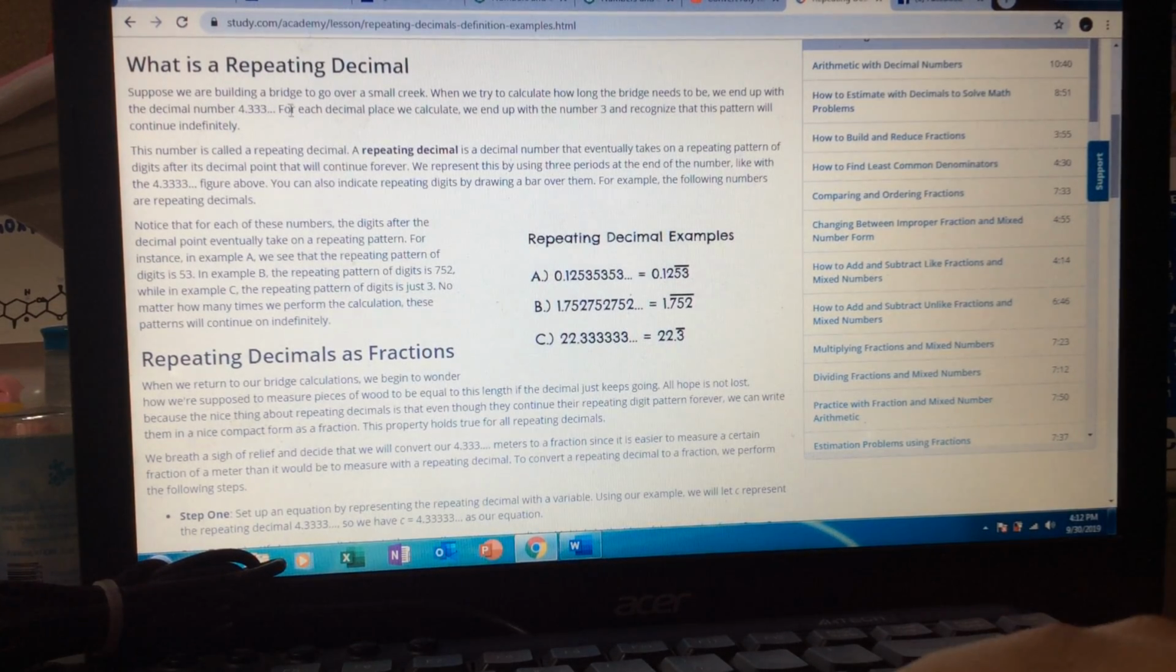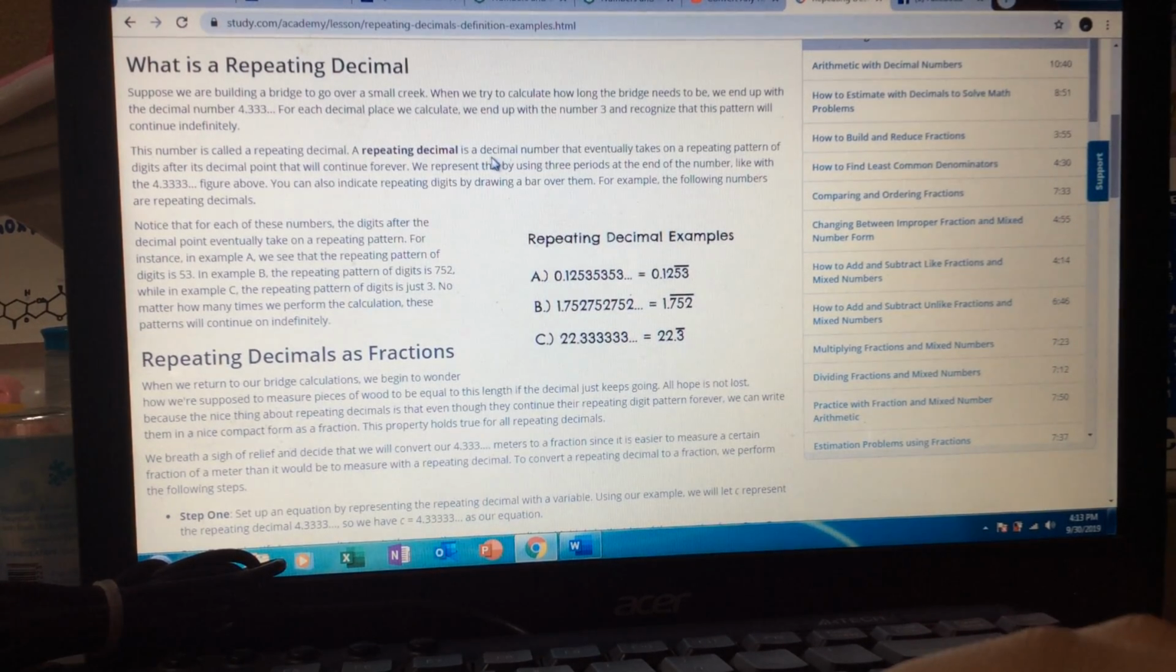Suppose we are building a bridge to go over a small creek. When we try to calculate how long the bridge needs to be, we end up with the decimal number 4.333. For each decimal place we calculate, we end up with the number 3 and recognize that this pattern will continue indefinitely. This number is called a repeating decimal.